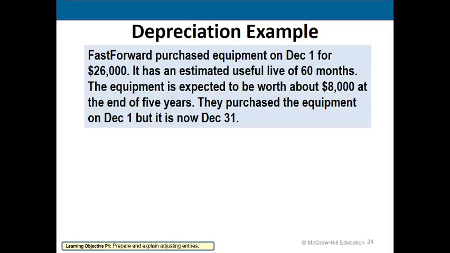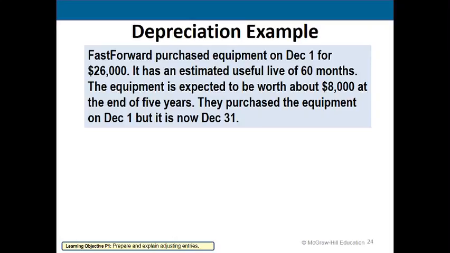They purchase equipment on December 1 for $26,000. It has an estimated useful life of 60 months, so 5 years. The equipment's expected to be worth about $8,000 at the end of those 5 years. They purchased the equipment on December 1, but now it's the end of the year, December 31st. So they've utilized this piece of equipment for 1 month out of the 60 months, so it's got a remaining estimated useful life of 59 months at the end of December.